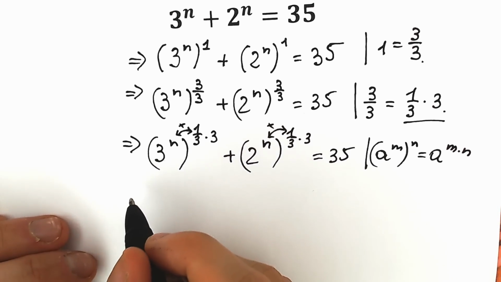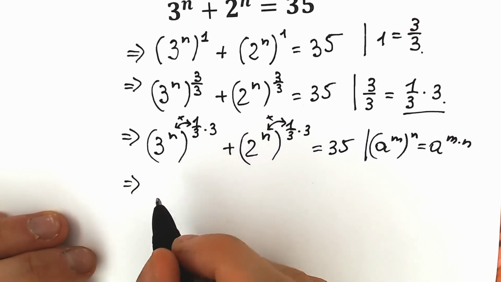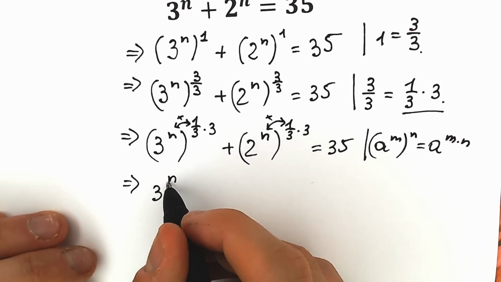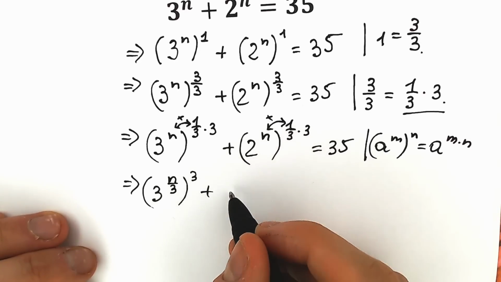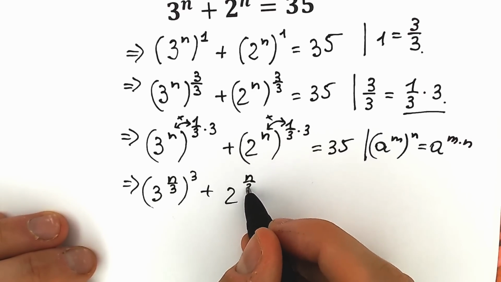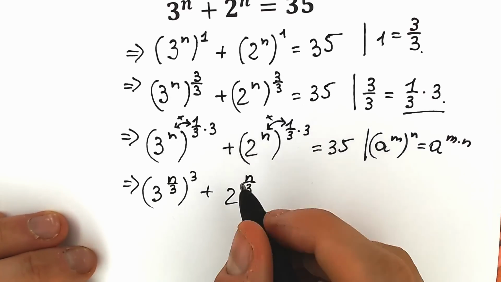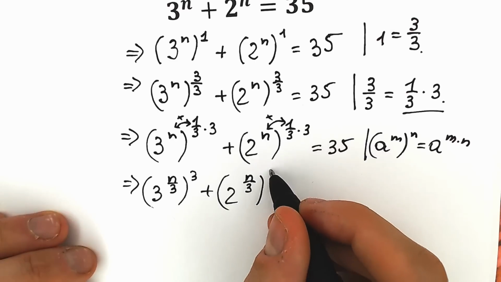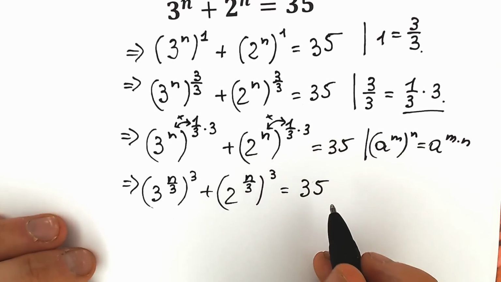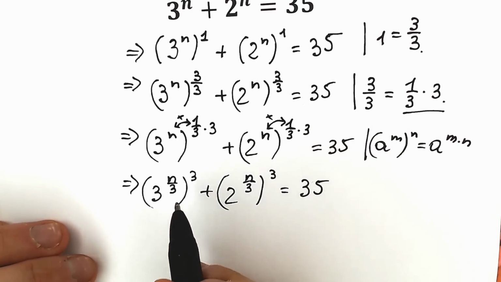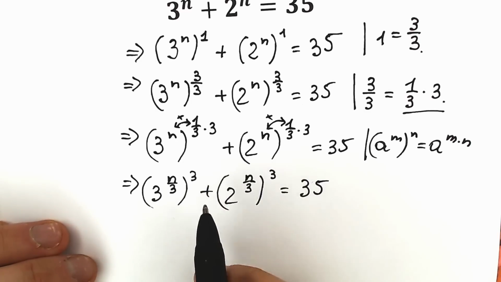So as a result, what do we have right here? We have 3 to the power n over 3 raised to the power 3, and we have plus 2 to the power n over 3 because we multiply n times 1 over 3, and raised to the power 3 equal to 35. Okay, I hope you understand this step. Right now, if you look closely, we have a sum of two cubes, but with one really interesting tricky move.